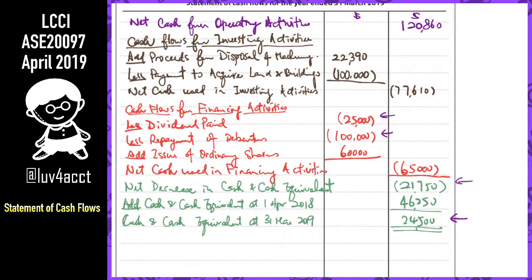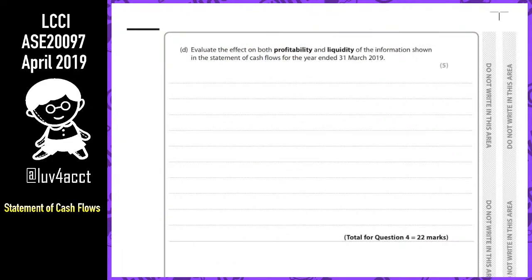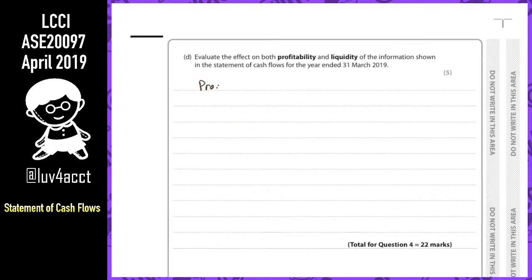So for the evaluation, you can write several points. For profitability, you can say, first of all, we have a good profit, we have positive cash flows from operating activities. This is quite good.